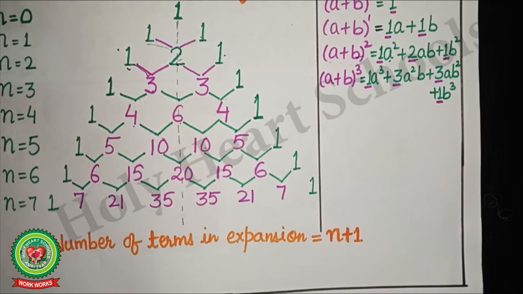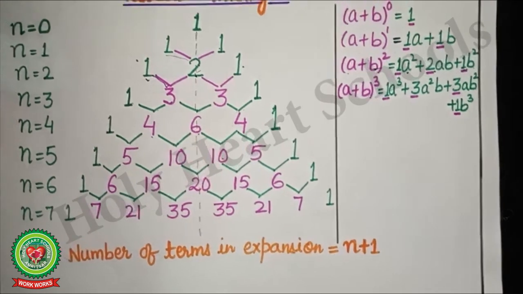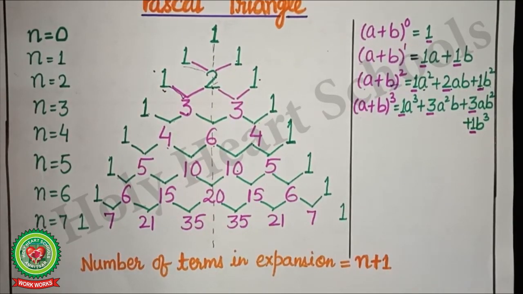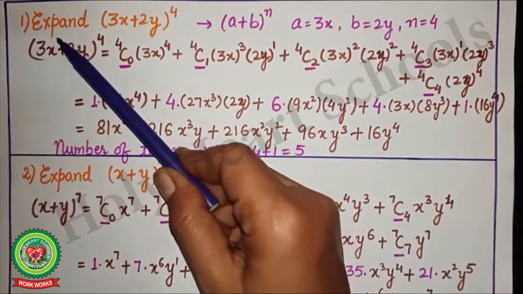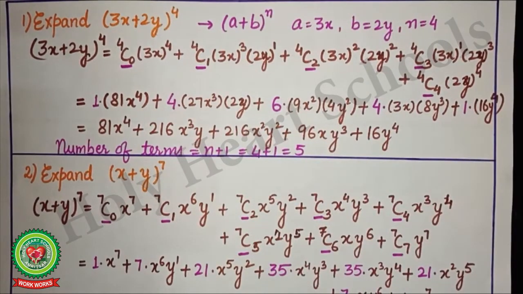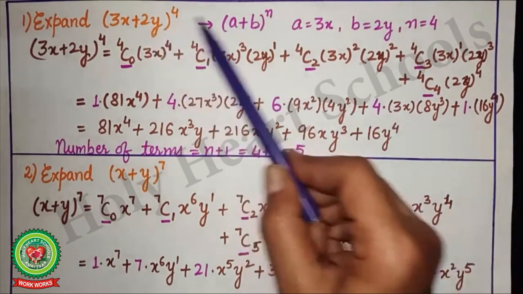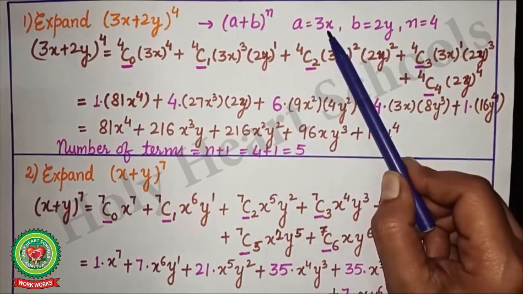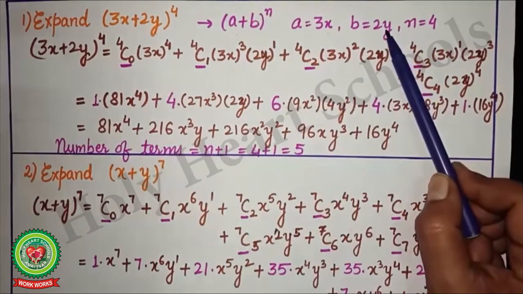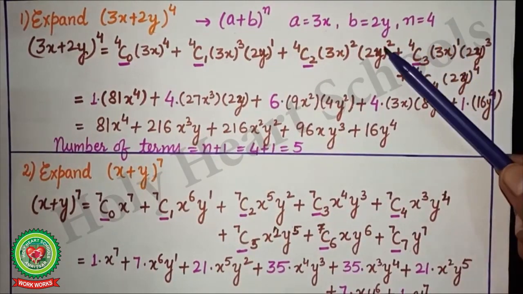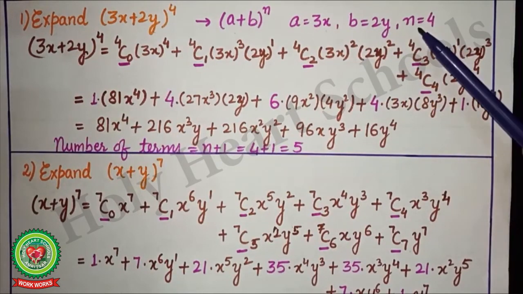Now, let's discuss the examples based on (a plus b) raised to power n and (a minus b) raised to power n. First example is expand (3x plus 2y) raised to power 4. Now, when you compare it with (a plus b) raised to power n, we get a is equal to 3x, b is equal to 2y and n is equal to 4.